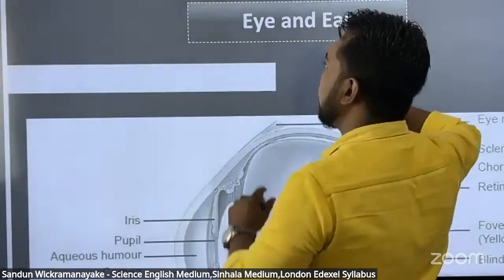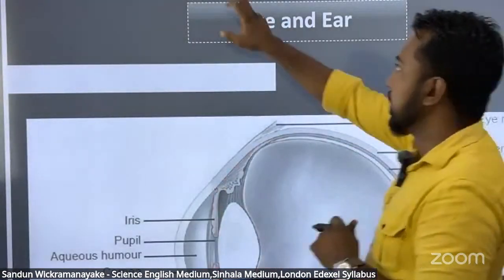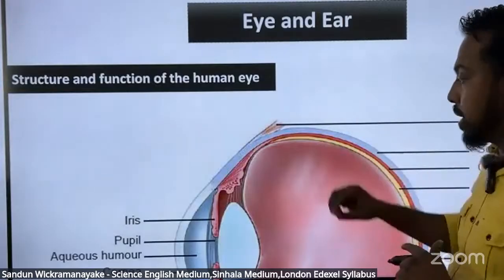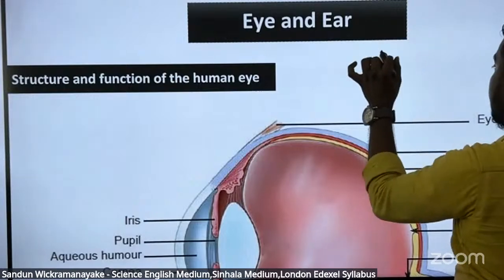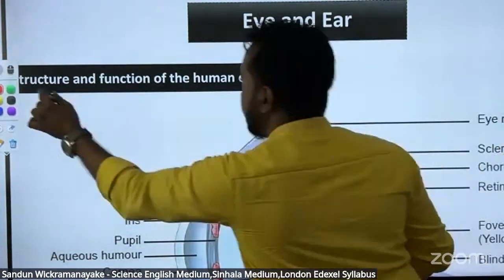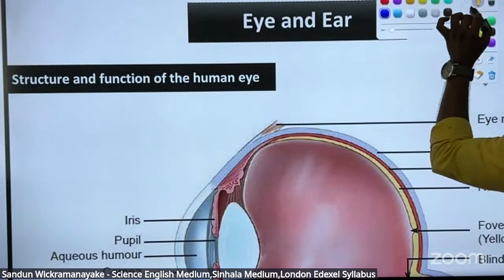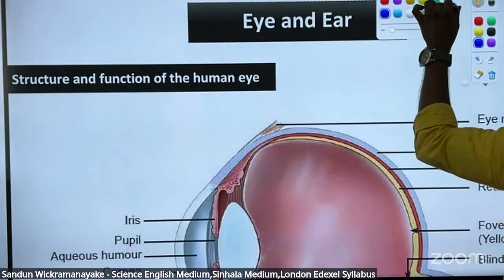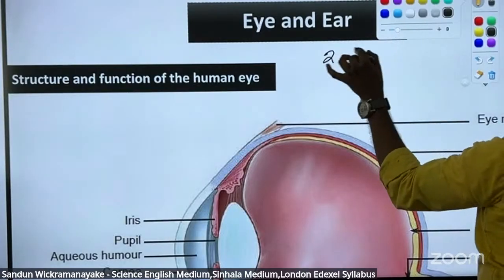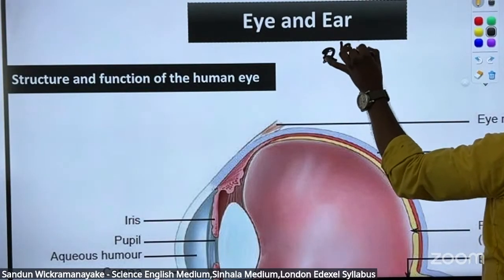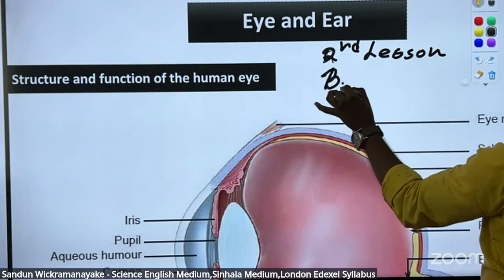So if this is your first day, don't worry about this lesson number. This is the second lesson of the term. But we have already done the third, fourth, and fifth lessons. We already did those 3 lessons. Okay? This is the second lesson. This is a kind of biology lesson.